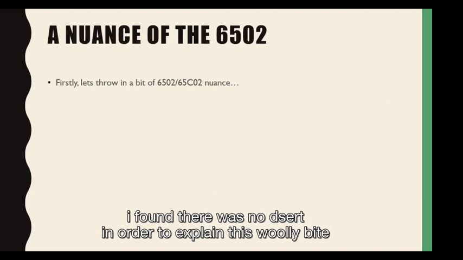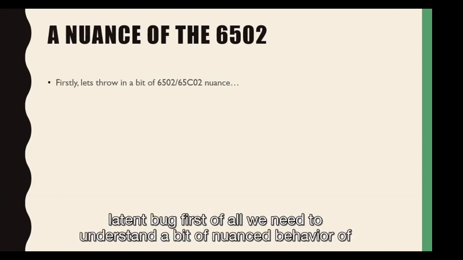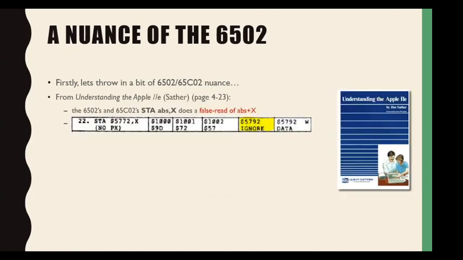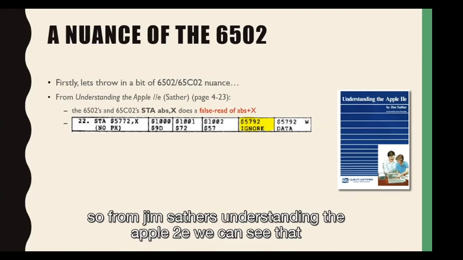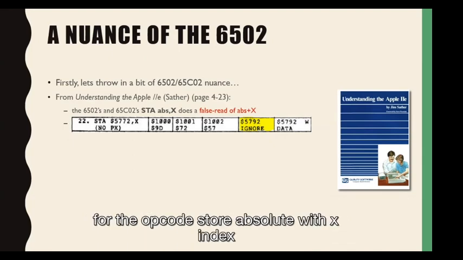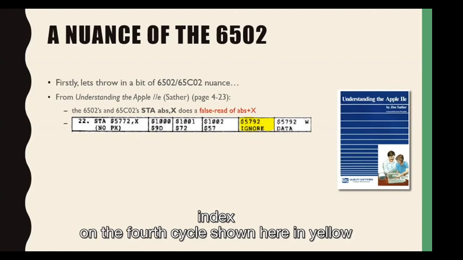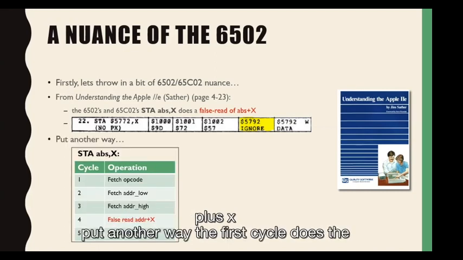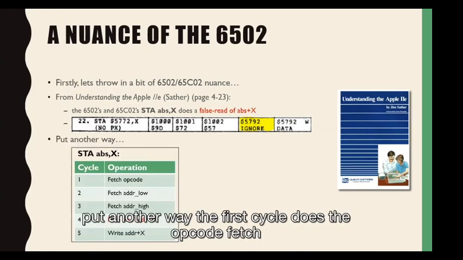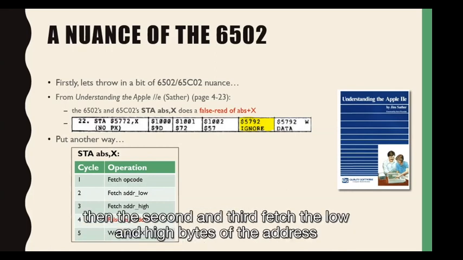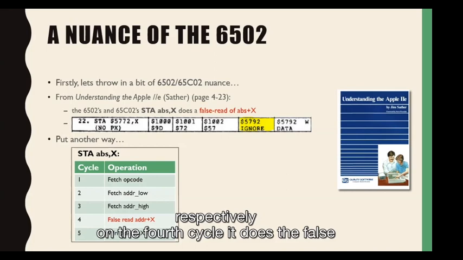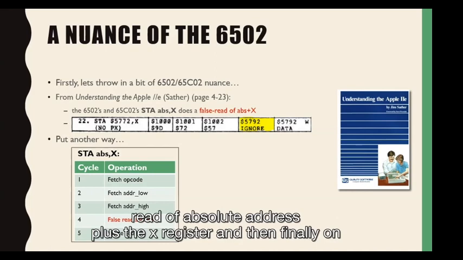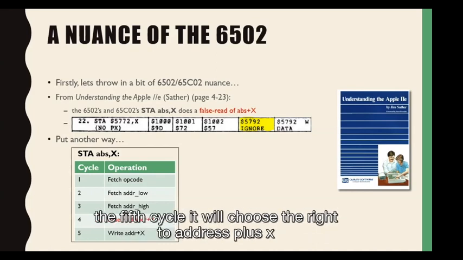In order to explain this Willy Byte latent bug, first of all we need to understand a bit of nuanced behaviour of the 6502. From Jim Sather's Understanding the Apple IIe, we can see that for the opcode store absolute with X index, on the fourth cycle, shown here in yellow, there was a false read of absolute address plus X. Put another way, the first cycle does the opcode fetch, then the second and third fetch the low and high bytes of the address respectively. On the fourth cycle it does the false read of absolute address plus the X register, and then finally on the fifth cycle it will do the write to address plus X.